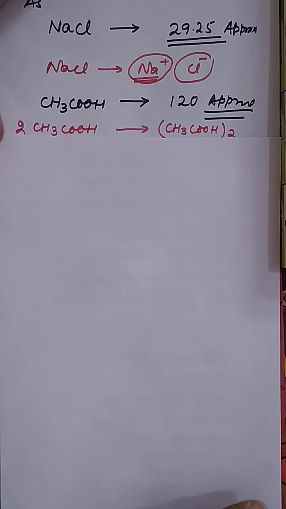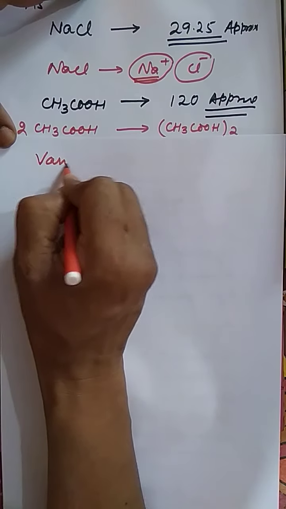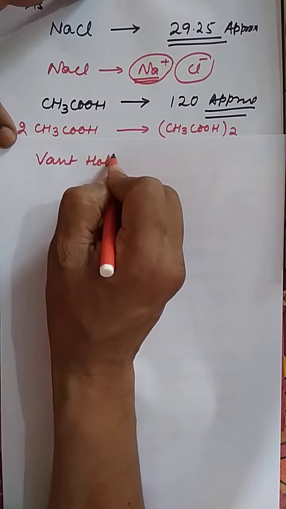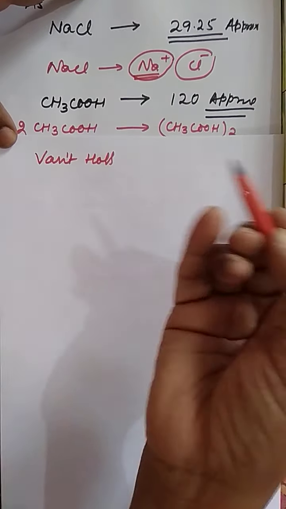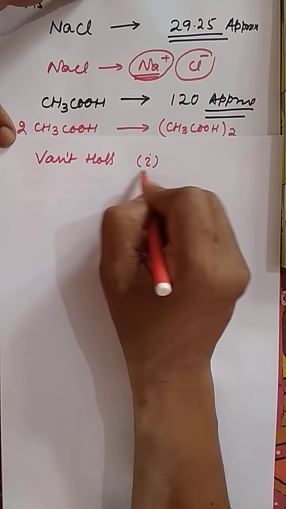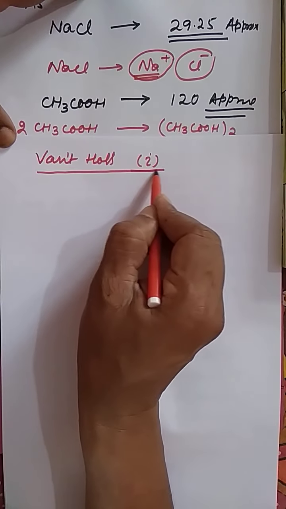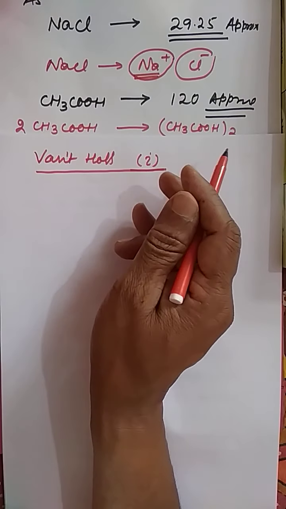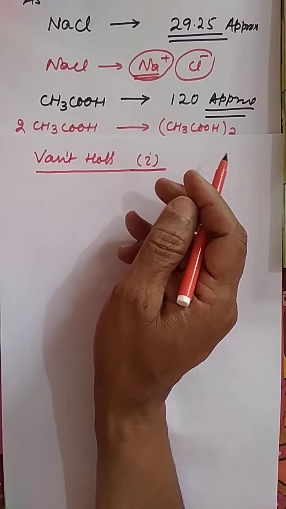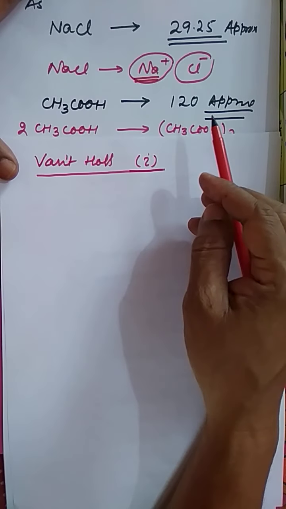So friends, to resolve this problem, Van't Hoff introduced a factor that is called i. i is the Van't Hoff factor, and by using this factor we can calculate the molar mass accurately.